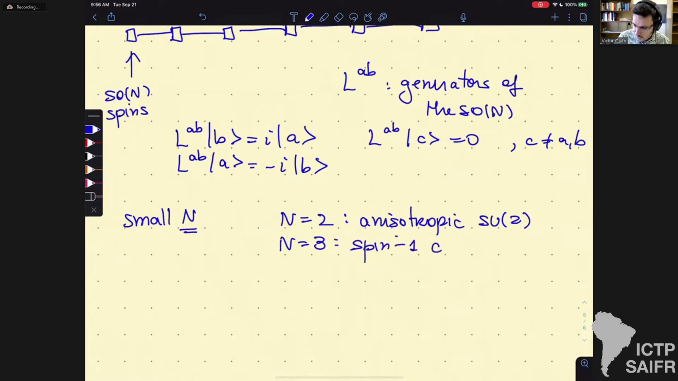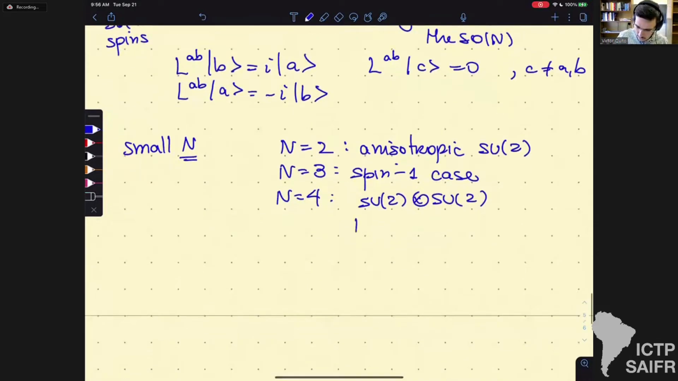In fact, that's why it was good to have this discussion about the spin 1 in the previous case, because N equals 3 corresponds to the spin 1 case, and N equals 4, the algebra is isomorphic to SU(2) cross SU(2), and this corresponds to what is known as the Kugel-Khomskii model.